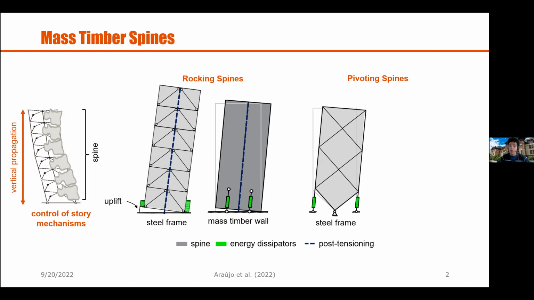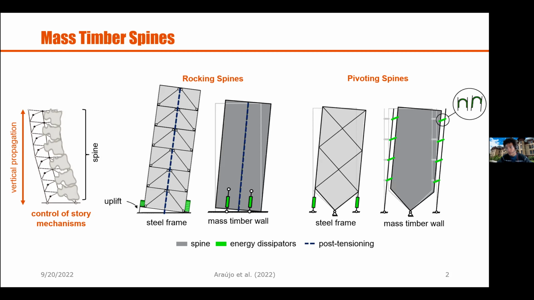When it comes to precast concrete walls and mass timber walls, we can design a pivoting spine if we design a connection that allows the wall to pivot at the base and not impact the foundation, which could be beneficial because we are limiting then the occurrence of crushing at the base of these spines. Limited research is available right now in pivoting mass timber spines.